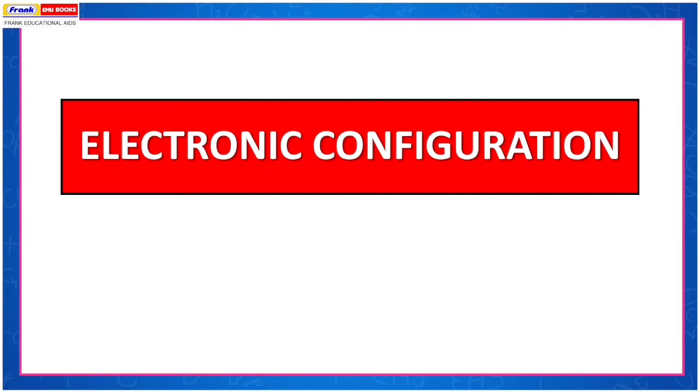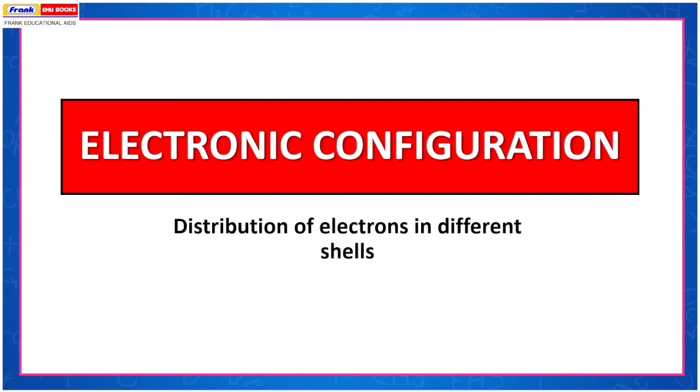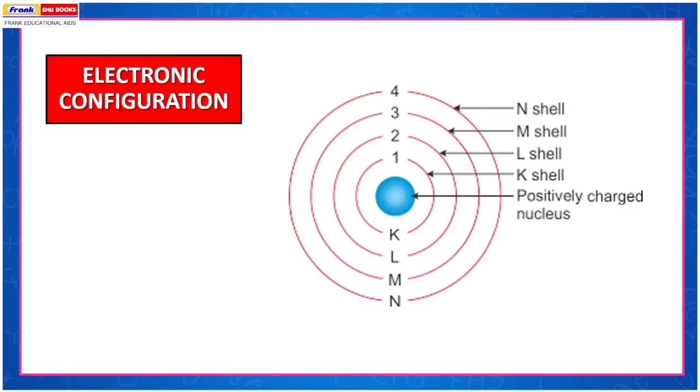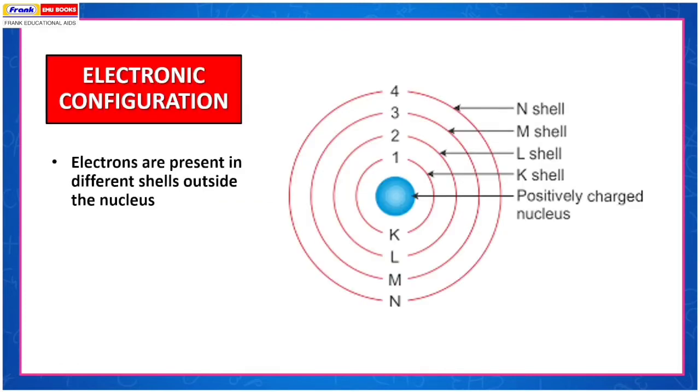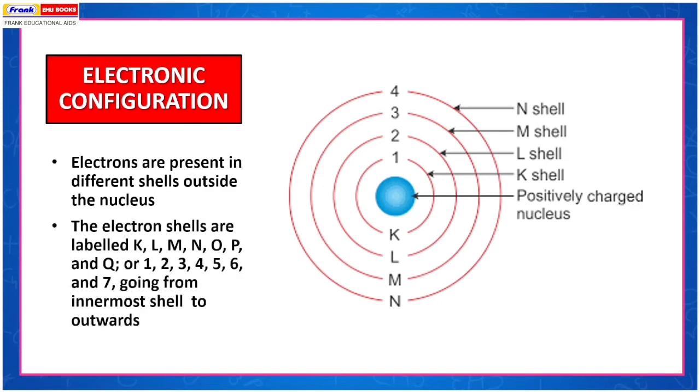Electronic configuration. The distribution of electrons in different shells is referred to as electronic configuration. Electrons are present in different shells outside the nucleus. The electron shells are labeled as K, L, M, N, O, P, Q, or shell number 1, 2, 3, 4, 5, 6, 7, going from the innermost shell outwards.